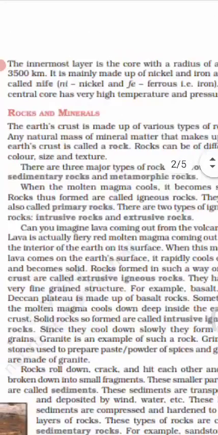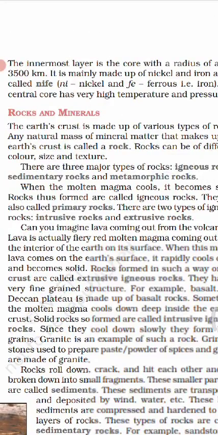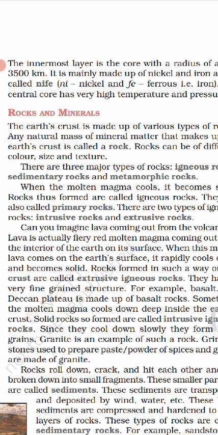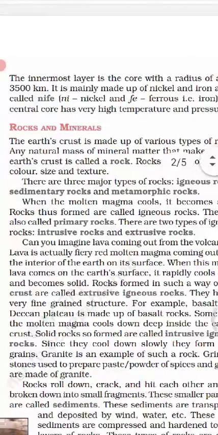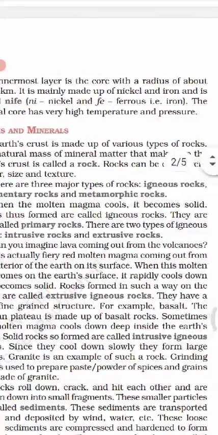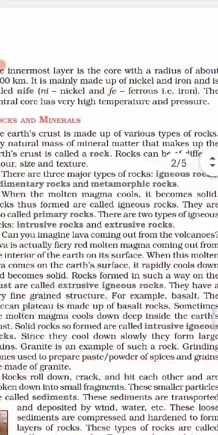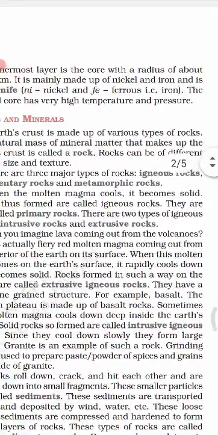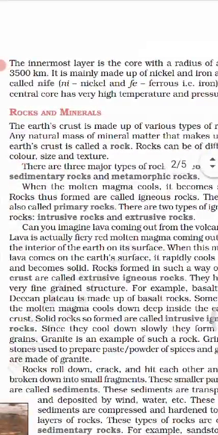So mainly there are three major types of rocks: igneous rocks, sedimentary rocks, and metamorphic rocks. When the molten magma cools, it becomes a solid. The rocks formed in this way are called igneous rocks. They are also called primary rocks. And then we have two types of igneous rocks: intrusive igneous rocks and extrusive igneous rocks.